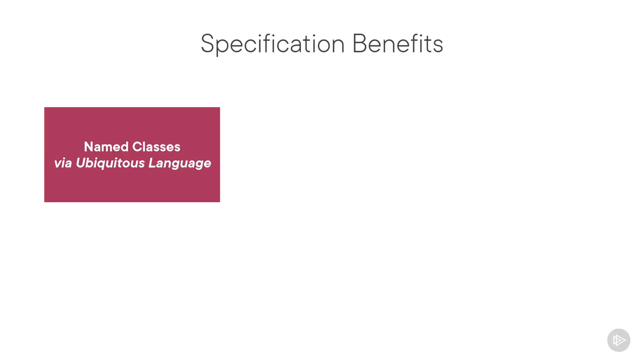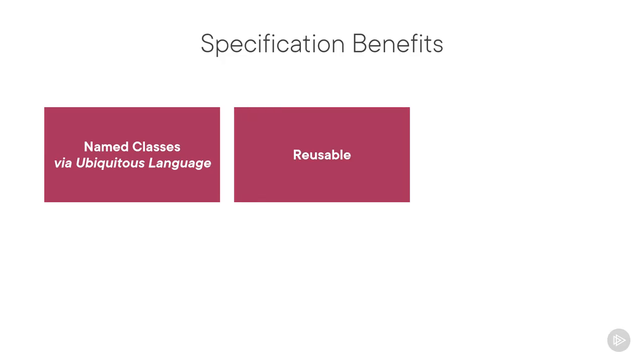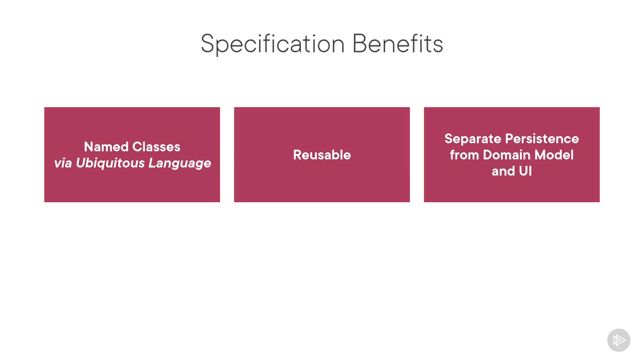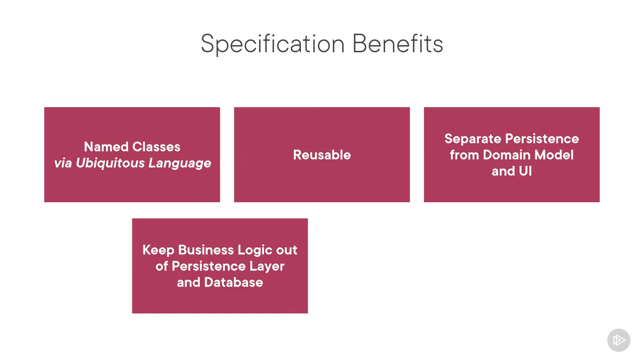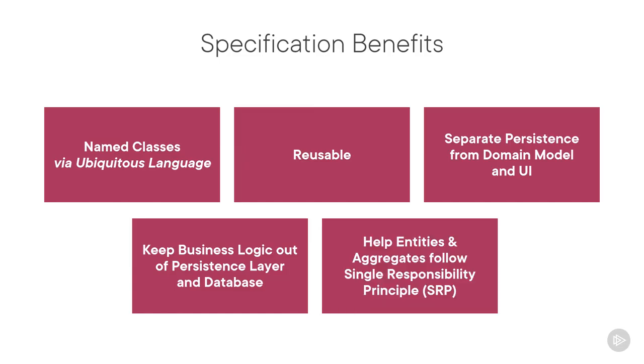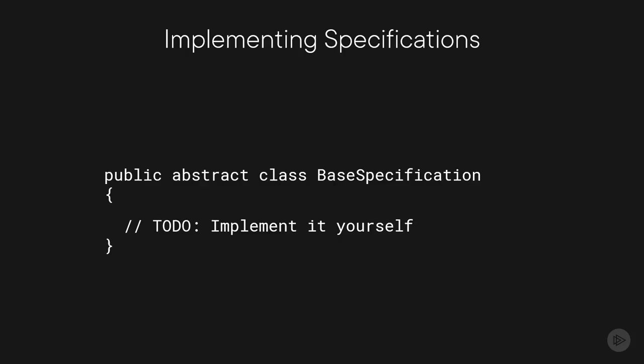A few more benefits of specifications. They're named classes that live in your domain model. You can easily unit test them in isolation, or if necessary, integration test them with a test database. They're highly reusable. They keep persistence logic out of your domain and your user interface. They keep business logic out of your database and persistence layer. They help your entities and aggregates follow the single responsibility principle by keeping complex filtering or validation logic out of them. You can easily create your own specification interface and implementation.